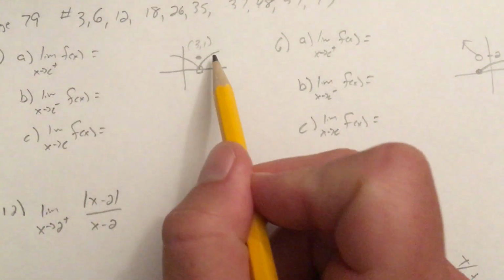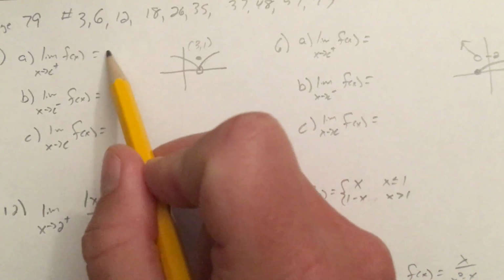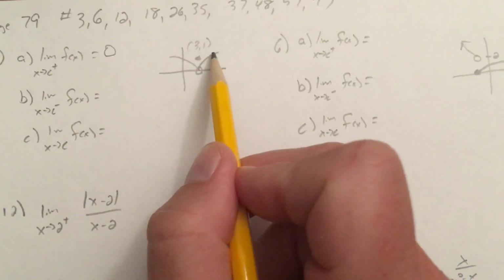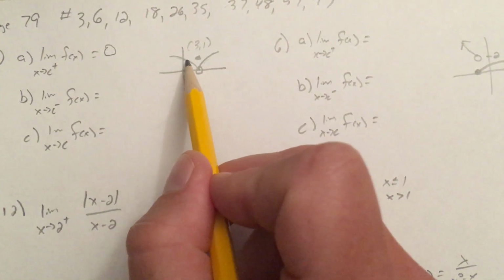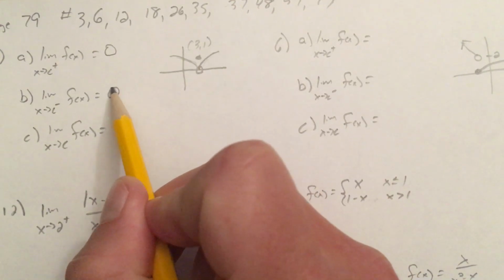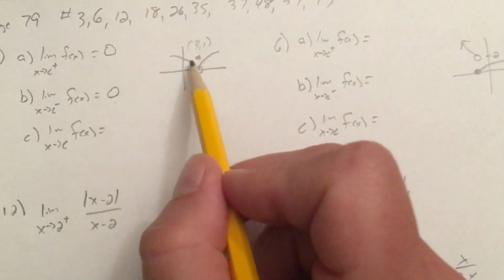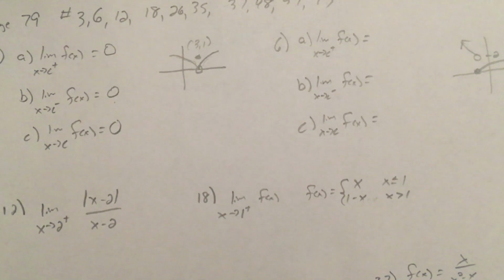So from the right side, this function looks like it's approaching a value of 0. It does not matter where the dot is. That's where the function value is, but we're talking about the limit. So from the right side, we're heading to a value of 0. From the left side, same thing. We're heading to a value of 0. So our left-sided limit is 0. Right side and left side both agree. They're both heading to the same point. So therefore, we would say that the limit is 0.